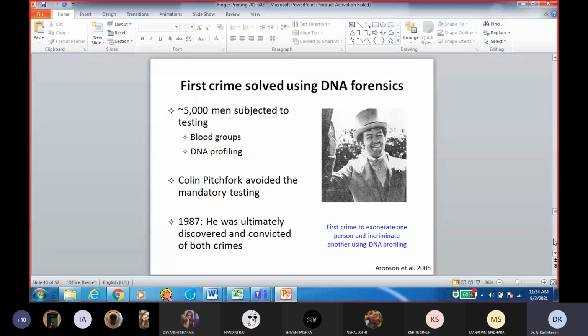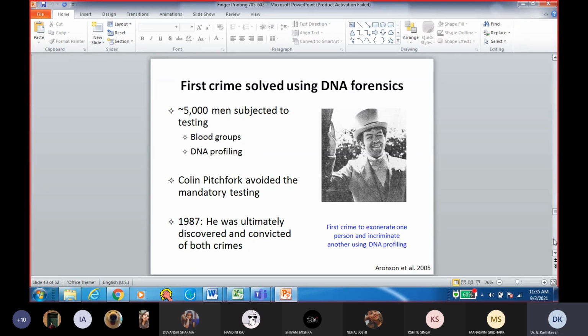Okay. And this guy called Colin Pitchfork avoided mandatory testing. He claimed several legal rules and said nobody can force me to give my sample. But ultimately, the courts had to intervene, and the courts made it mandatory to give the DNA sample. In 1987, it took about 3-4 years for the courts to pitch in and force this person to give the blood sample. And when it was tested, this guy called Colin Pitchfork turned out to be the person who did the crime, and not the kitchen porter.